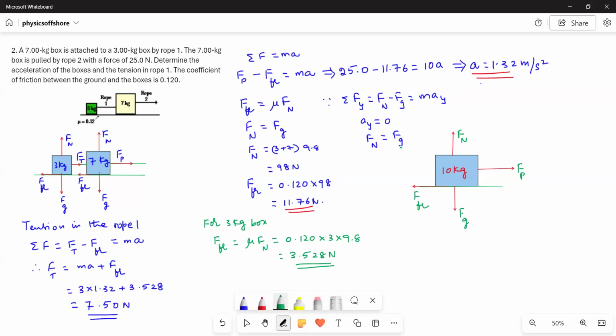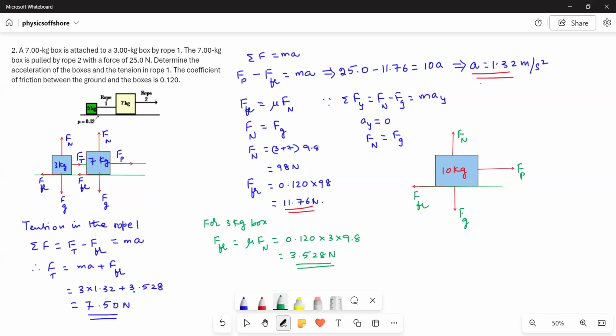So here Fg is equal to 3 times 9.8. And then F friction is equal to mu Fn. Therefore, mu is 0.12. Therefore, 0.12 times 3 times 9.8 gives 3.528 Newtons. So this is the friction between the 3 kg block and the surface. Now, adding that friction to the MA, we get the tension as 7.5 Newtons.